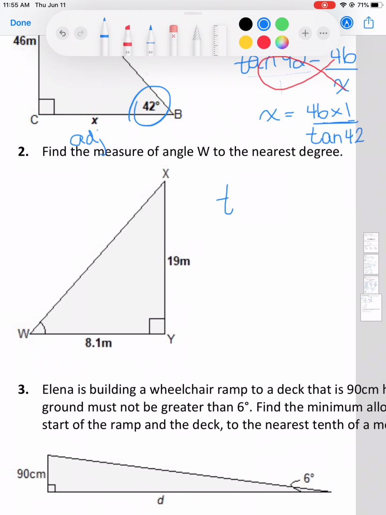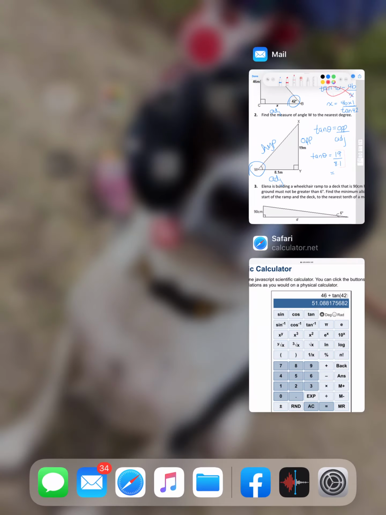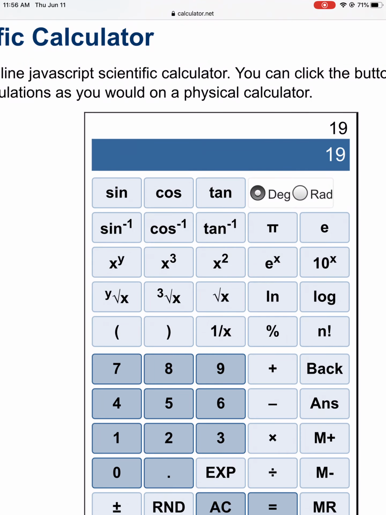So we're doing tan, so I'm going to do tan theta is equal to opposite over adjacent. Here's my angle of interest, so that means this is my hypotenuse, this is my opposite, and this is my adjacent. Okay, so tan theta, because there's no degree there, my opposite is 19, my adjacent is 8.1. So I'm going to do these two first. 19 divided by 8.1, right?